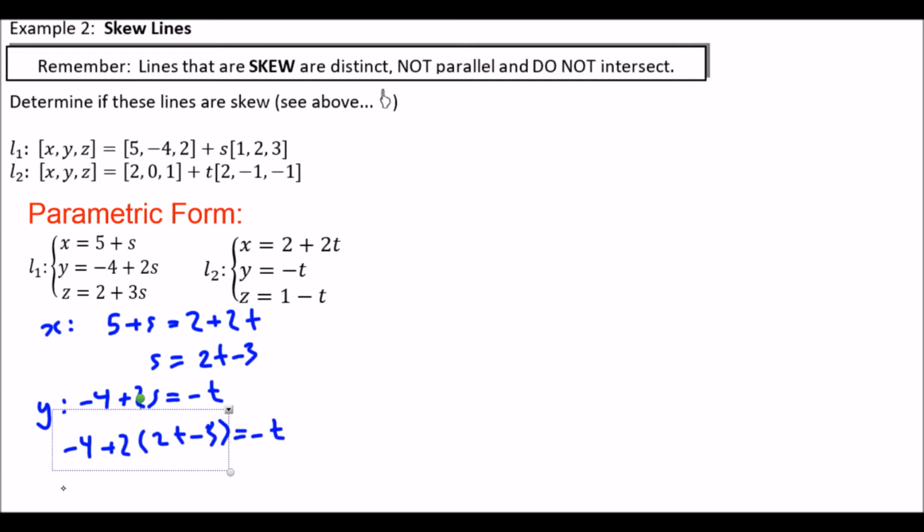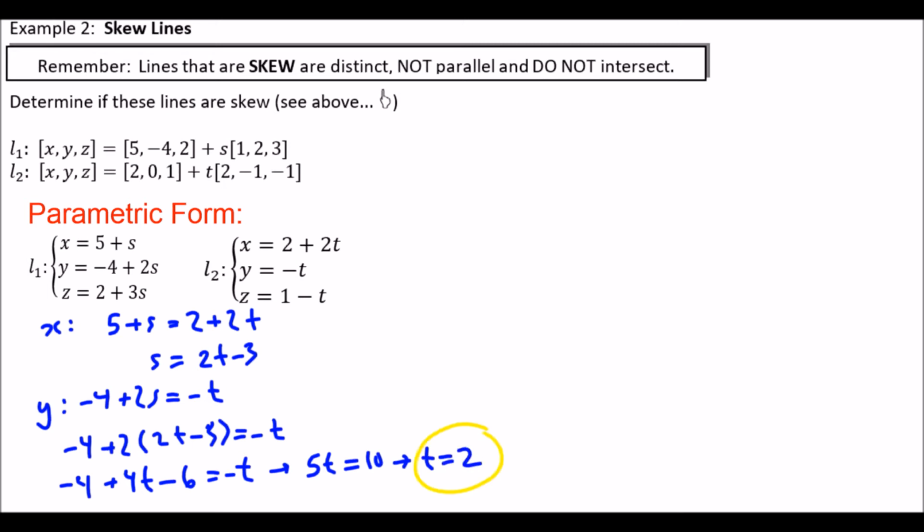So I have negative 4 plus 2 times (2t minus 3) equals negative t. So if I do this quickly, negative 4 plus 4t minus 6 is equal to negative t. Let's see here. So if I bring these over, I get a positive 10 on this side, and here I get a 5t. 5t is equal to 10. So here t is equal to 2. All right, I got t is equal to 2.